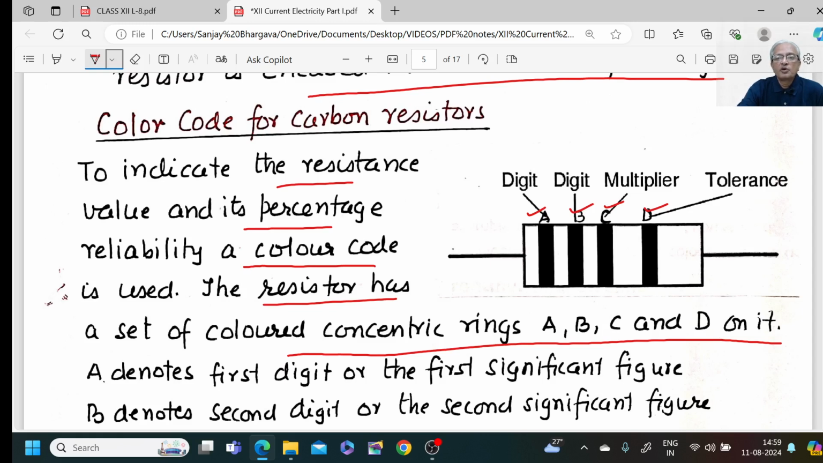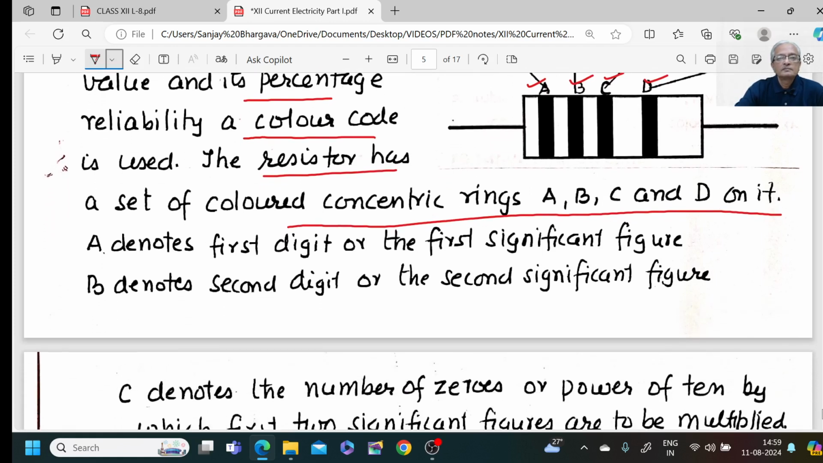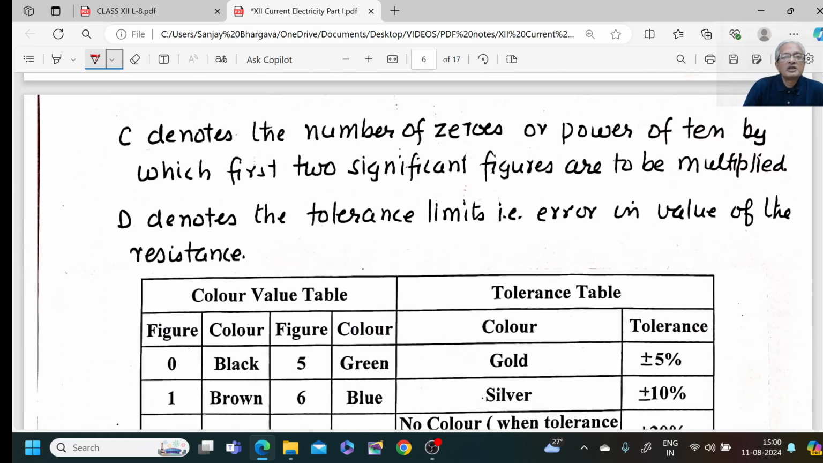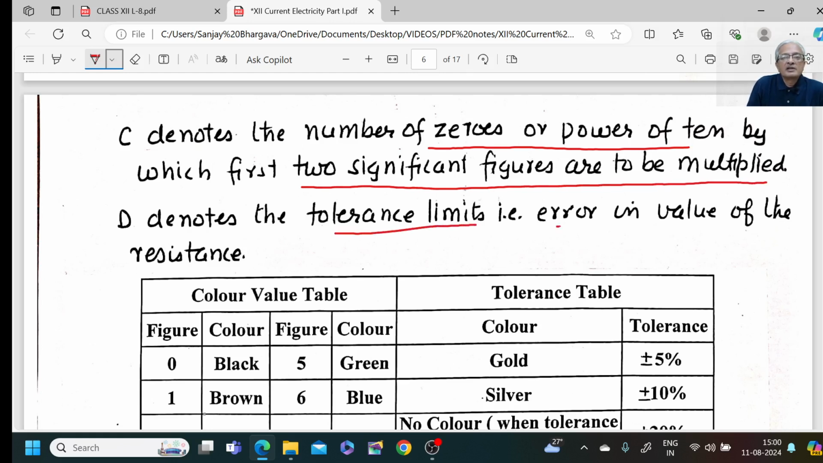And what does the fourth ring tell us? It tells about the tolerance, the uncertainty. So here, what do we find? A denotes the first digit or the first significant figure. B denotes the second digit or the second significant figure. C denotes the number of zeros or the power of 10 by which the first 2 significant figures are to be multiplied. D denotes the tolerance limits, that is the error in the value of resistance.